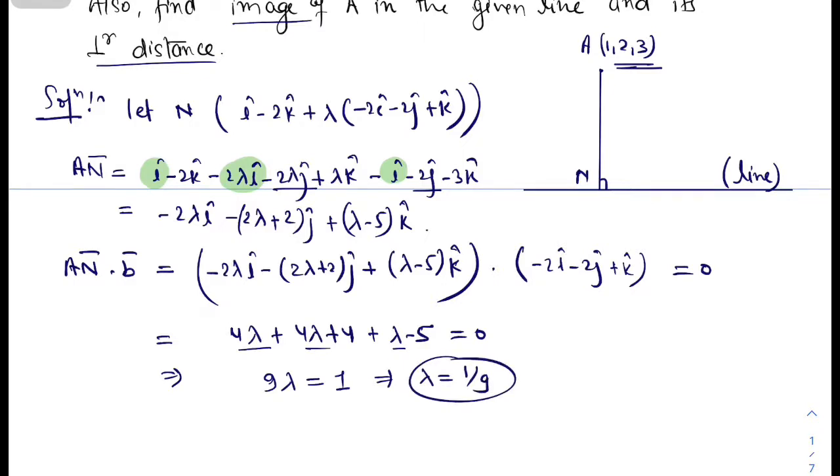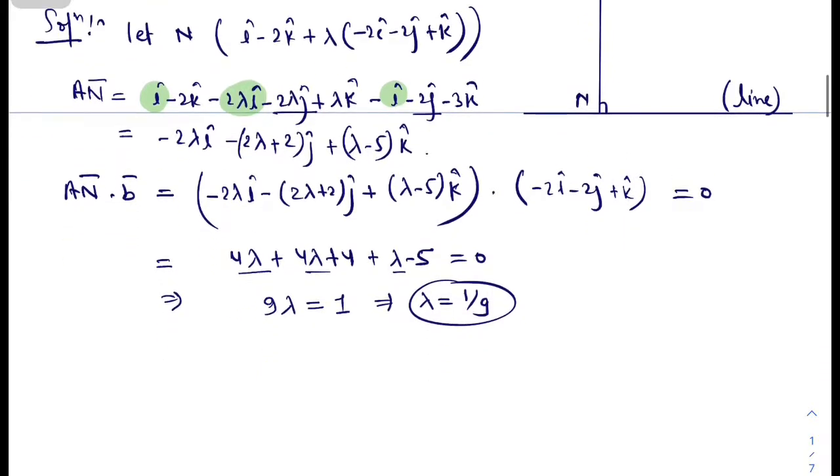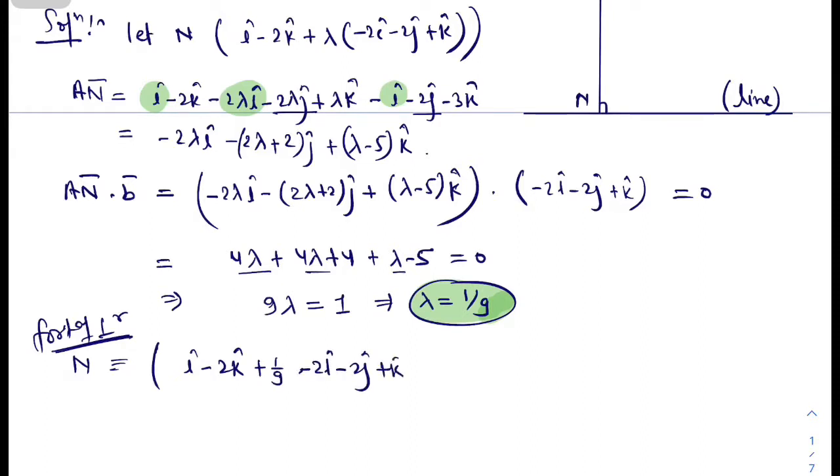If lambda comes out to be 1 by 9, and if everything is correct, we can easily find the position vector of the foot of perpendicular. We can put this lambda, which is 1 by 9, in what we assumed as the N point. So this N comes out to be i minus 2k plus 1 by 9 times (minus 2i minus 2j plus k cap).